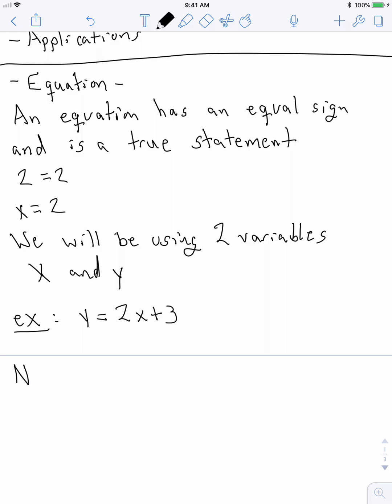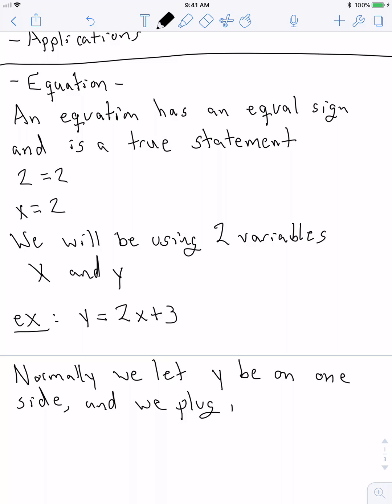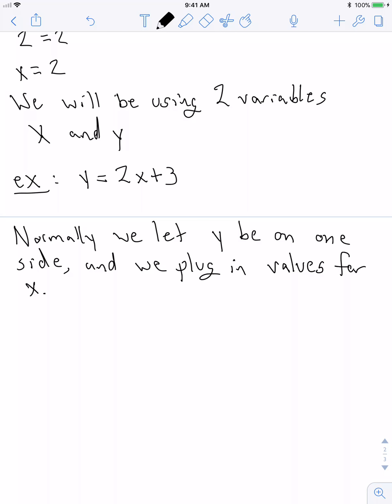So first of all, normally, we let y be on one side of the equation, and we plug in values for x. So for example, maybe we say x is equal to 1, then y is equal to 2 times 1 plus 3. Here, we've taken the x from the equation and substituted in a 1, and we can see that y should be 2 plus 3, which is equal to 5. If x is equal to 1 and y is equal to 5, this is a true statement, and it is a solution to the equation.